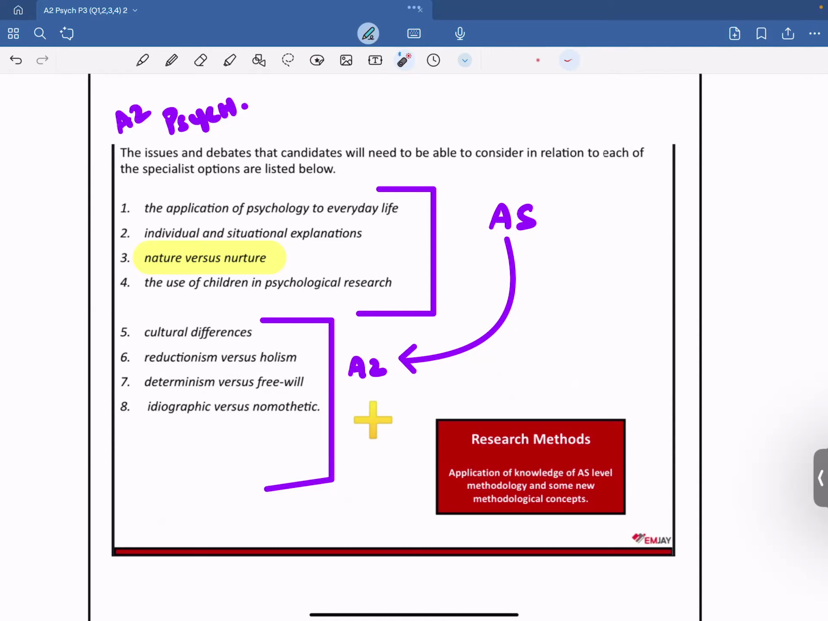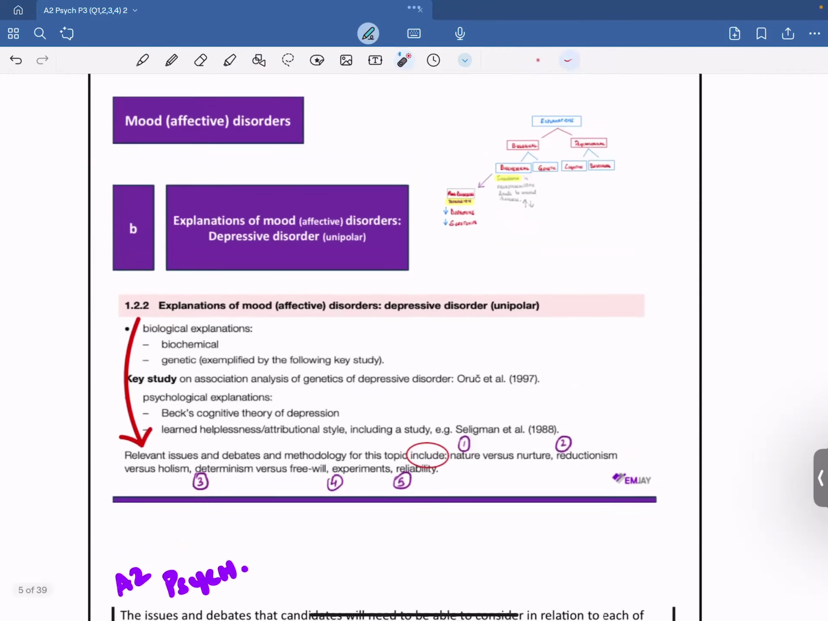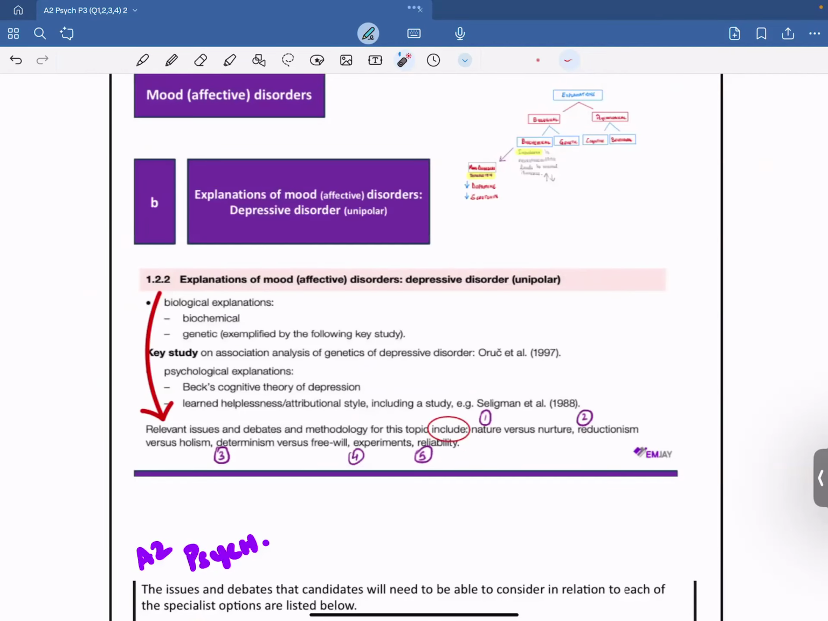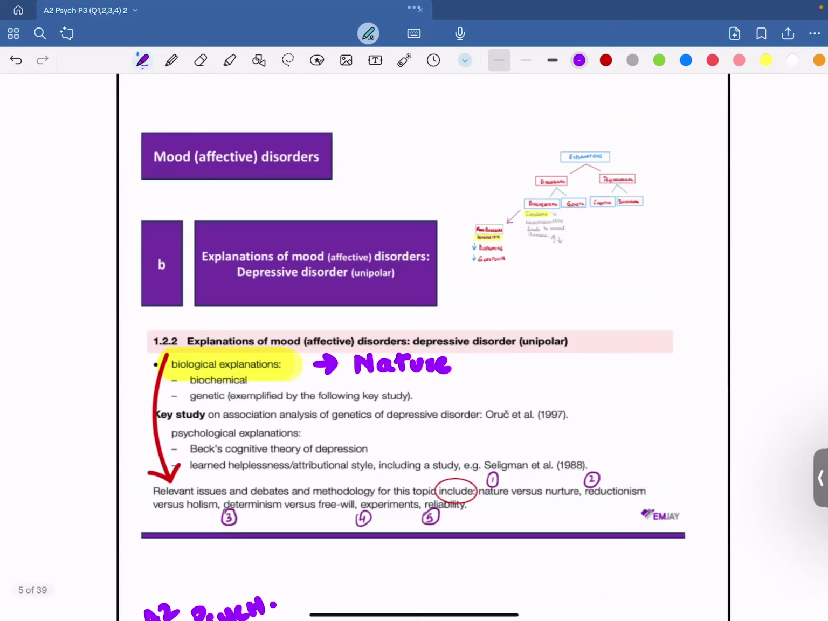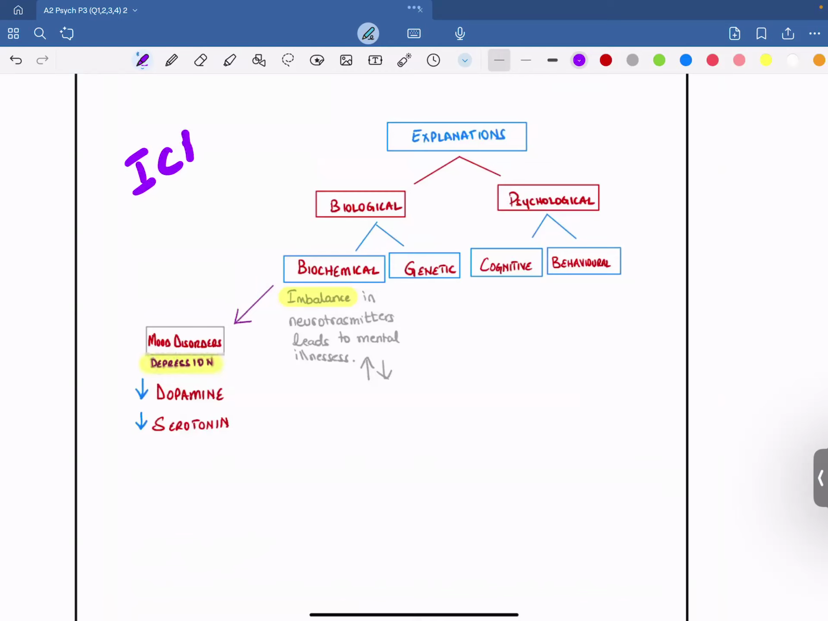Now, taking this ahead, this is where we have picked up nature versus nurture from. Number 2, the explanations of mood or affective disorders. Like I said, you need to have a thorough understanding of this one as well. So if you have a look at the syllabus, for explanations for mood or affective disorder, that is depressive disorder, this is us talking about biological explanations. So biological explanations, remember the question I'd read, you need to have a thorough understanding of the nature side of the debate, right?